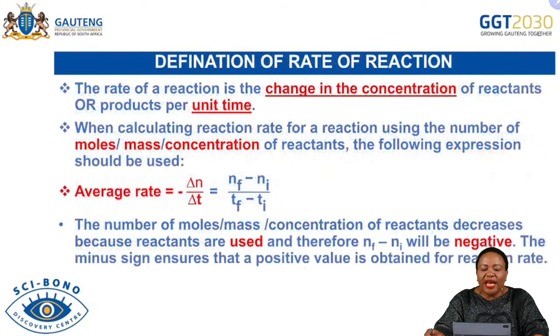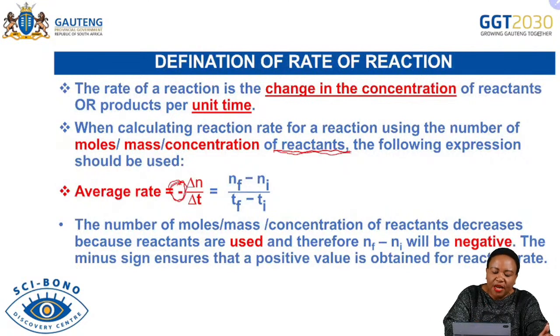We also look at how we calculate the rate of reaction. We define the rate of reaction as the change in concentration of the reactants or products per unit time. This definition was explained to you thoroughly, and the changes in the concentration of the products and the reactants were also explained. We also looked at how we calculate the rate of reaction.